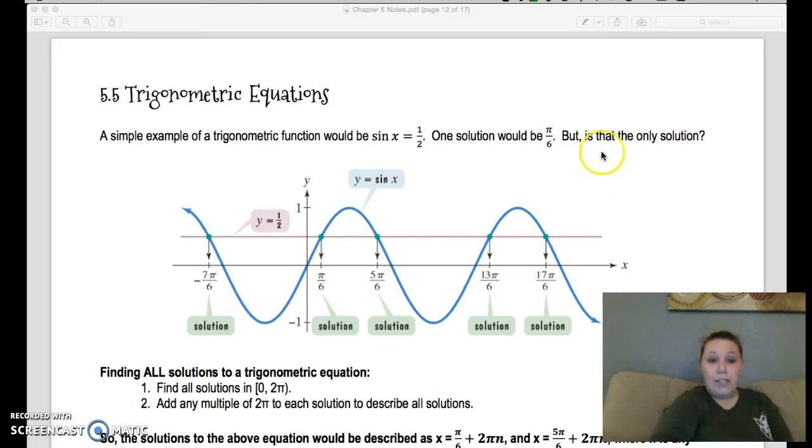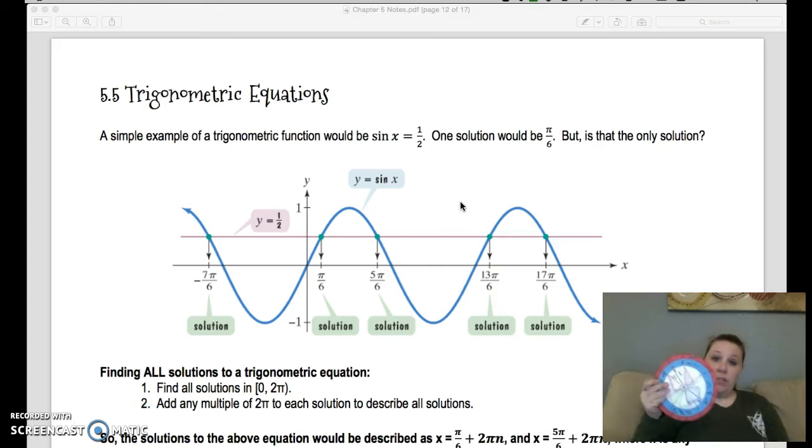So one possible solution would be pi/6, because here's the graph of y equals the sine of x. At pi/6, the value is 1/2, but at 5pi/6 and 13pi/6, and so on, because it keeps coming back up as a cycle, those are other options.